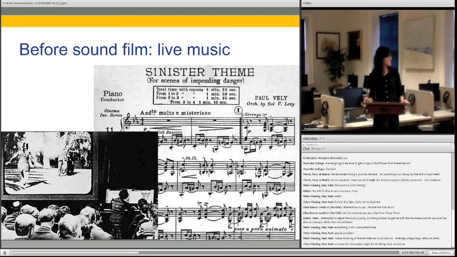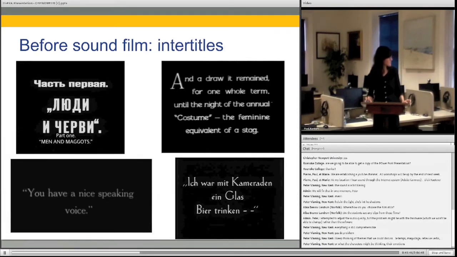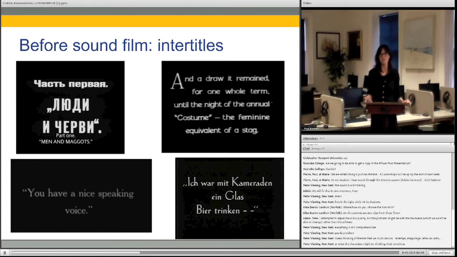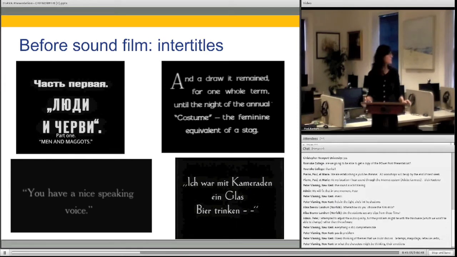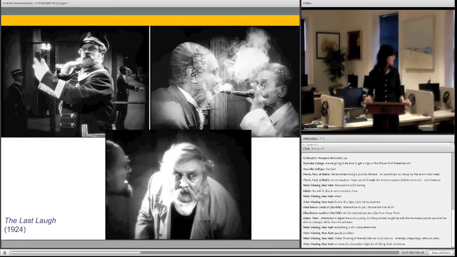So just a brief historical note here. Before sound film, invented in 1927, there was sound in theaters, right? But we had mostly live musical accompaniment, often stock music such as Sinister Theme here. We have our live pianist playing along. The only verbal component to cinema at that time, of course, were intertitles, right? And I'm showing these because we'll be talking about them again later on.